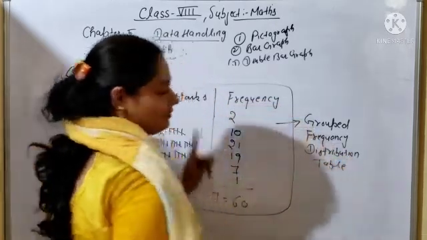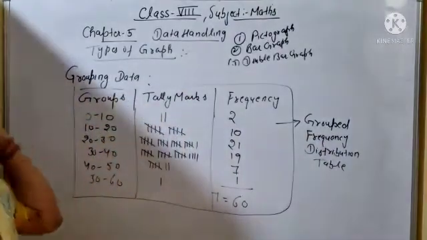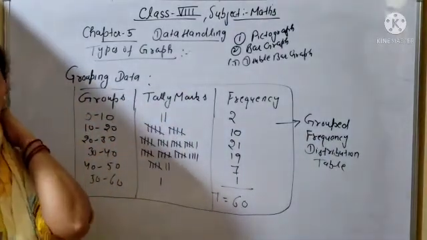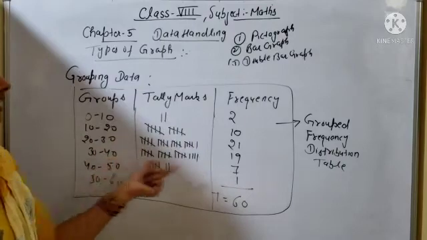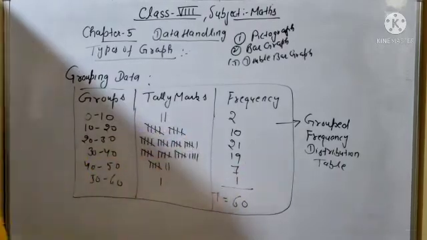Clear? The previous one, where simple data is given, you can say frequency distribution table. When data is given in groups, you can say grouped frequency distribution table. When maximum data are given, meaning the greatest amount of data is given, what will you use? You will use the grouped frequency distribution table.